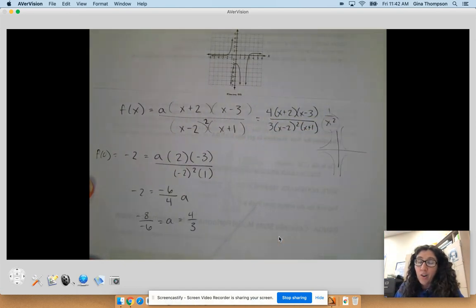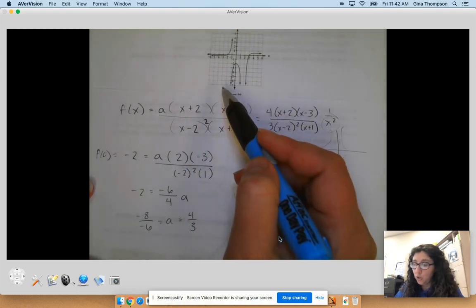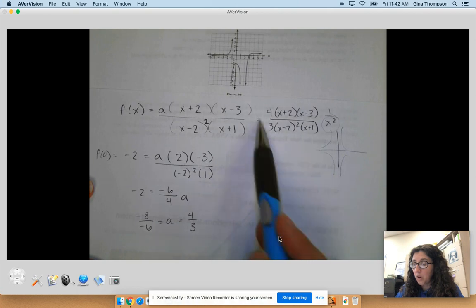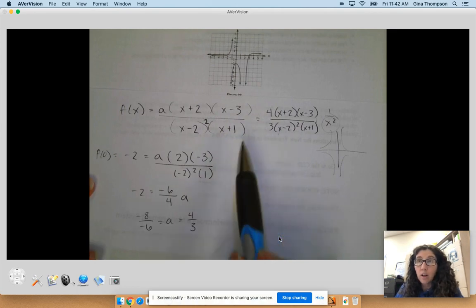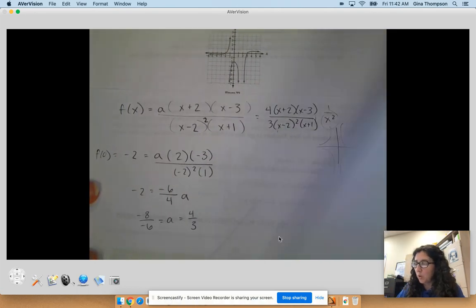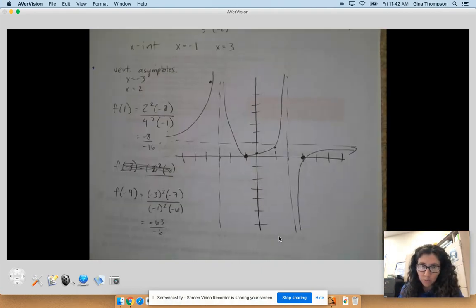Okay. Are you ever going to need to do this very often in real life? Probably not. You're probably not going to have a graph of a rational function and need to create an equation by hand that matches it. It's similar to this: are you going to graph a rational function by hand? You are not. You're going to put it into Desmos.